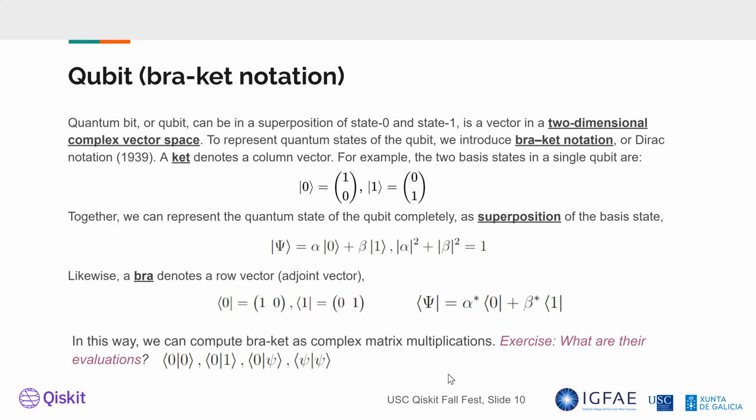So I put this exercise here to help you. The bra-ket can be calculated as a complex matrix multiplication. Think about how you evaluate those brackets. Take two or three minutes to think about how you calculate them. Just let me know if you have any questions. I can do the first one for you.